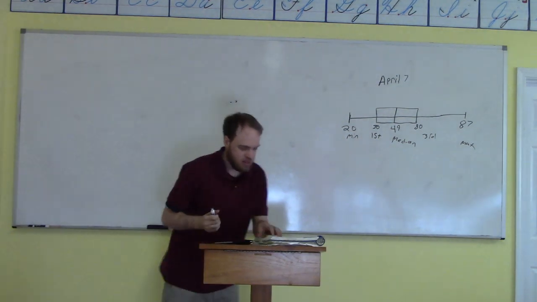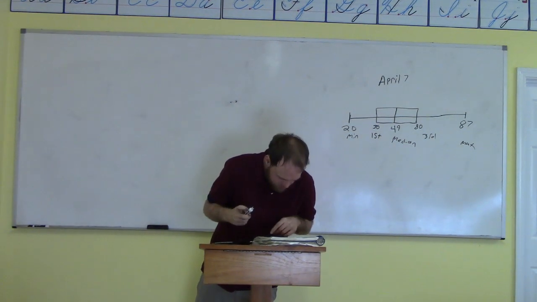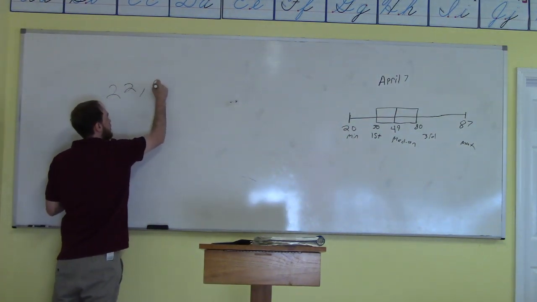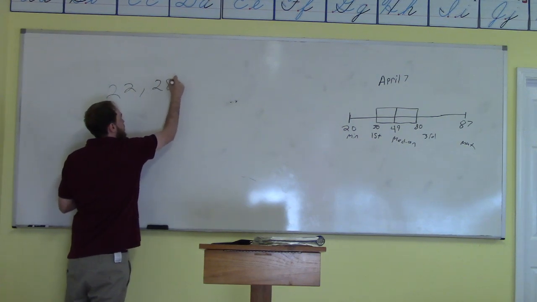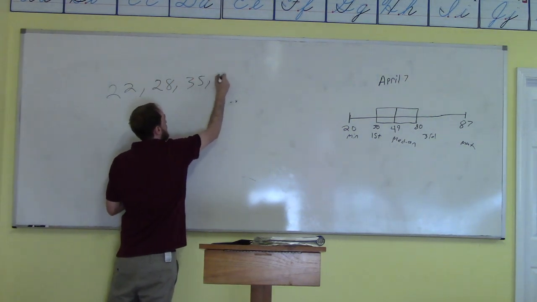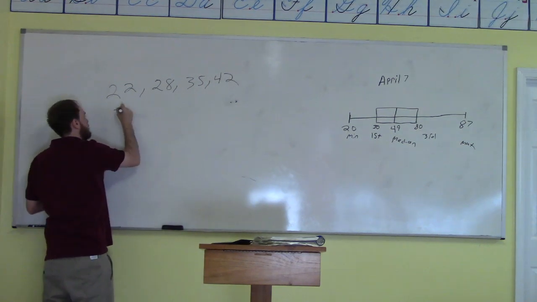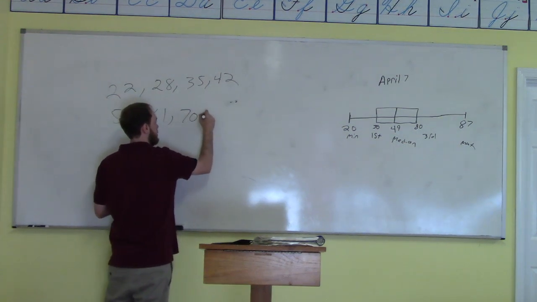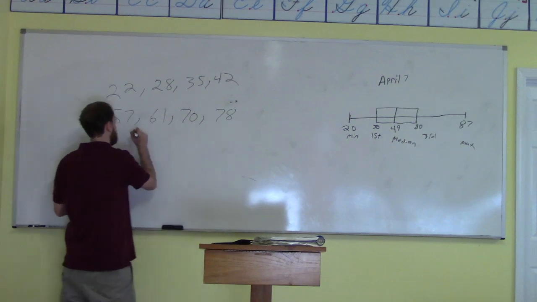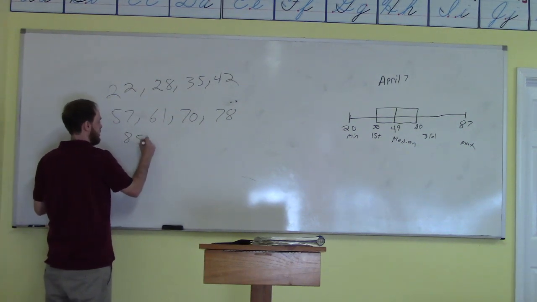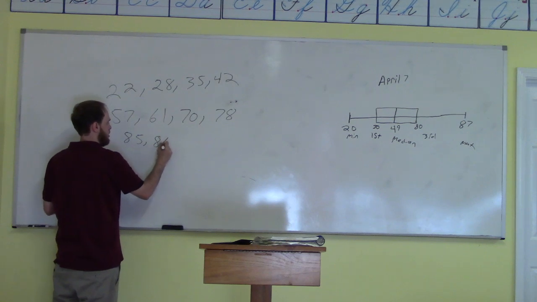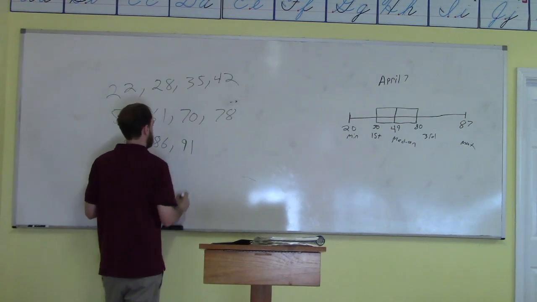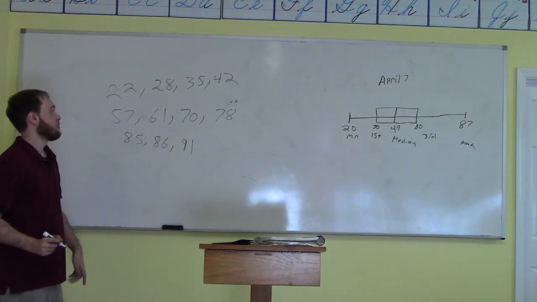So I'll just list some. Let's see. I'll just list them: 22, 35, 42, 61, 70, 78, 85, 86, 91. So this is my list of data.